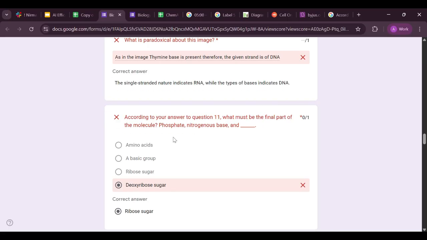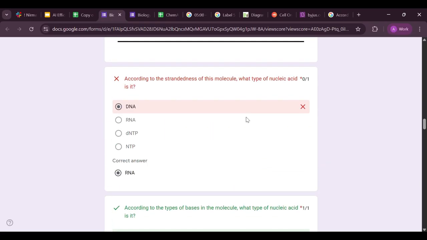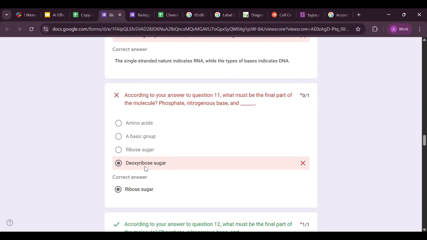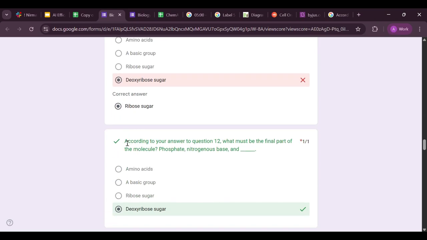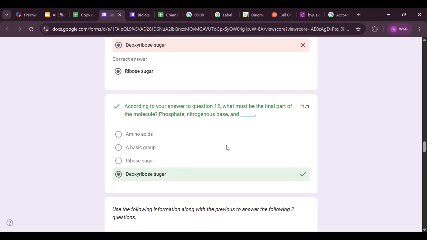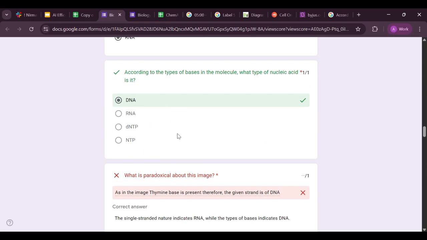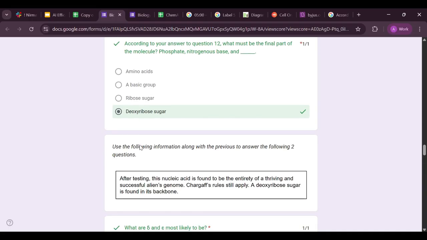According to question 11, what will be the final part of the molecule? As it is RNA, it will be ribose sugar, but I have ticked deoxyribose sugar. Then, according to your answer to question 12, what must be the part of the molecule? I have actually guessed it as DNA, so deoxyribose sugar is the correct answer for this as well. So if this is correct, we don't have to learn it ourselves.